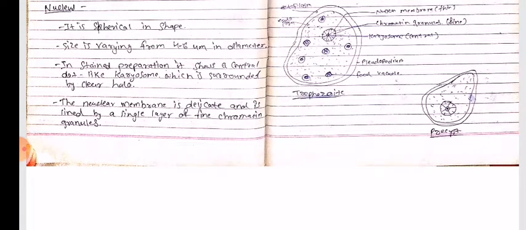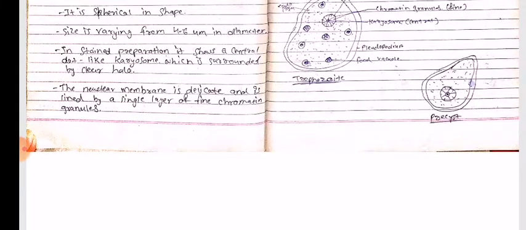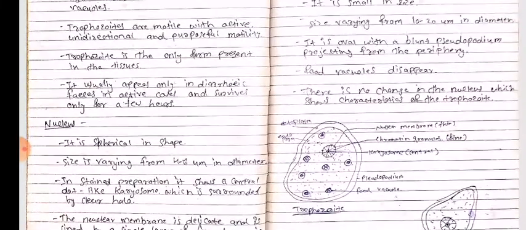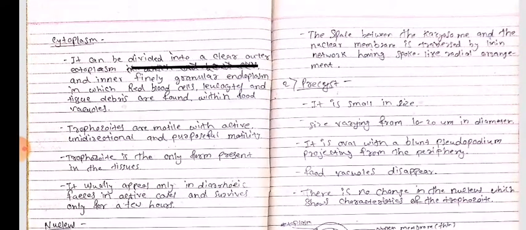Nucleus. It is spherical in shape. Size varies from 4 to 6 micrometers in diameter. In stained preparation, it shows a central dot-like karyosome which is surrounded by a clear halo. The nuclear membrane is delicate and is lined by a single layer of fine chromatin granules. The space between the karyosome and the nuclear membrane is traversed by linin networks having spoke-like radial arrangements.